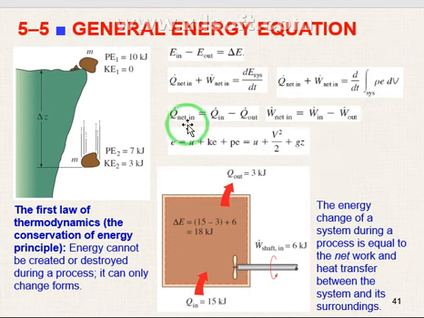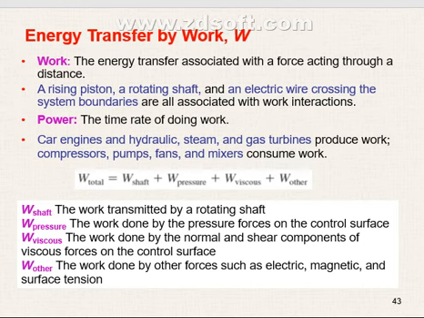So Q net in is gonna equal Q dot in minus Q dot out. Same concept. Work net in is gonna equal work dot in minus work dot out, etc. All these details must be understood.